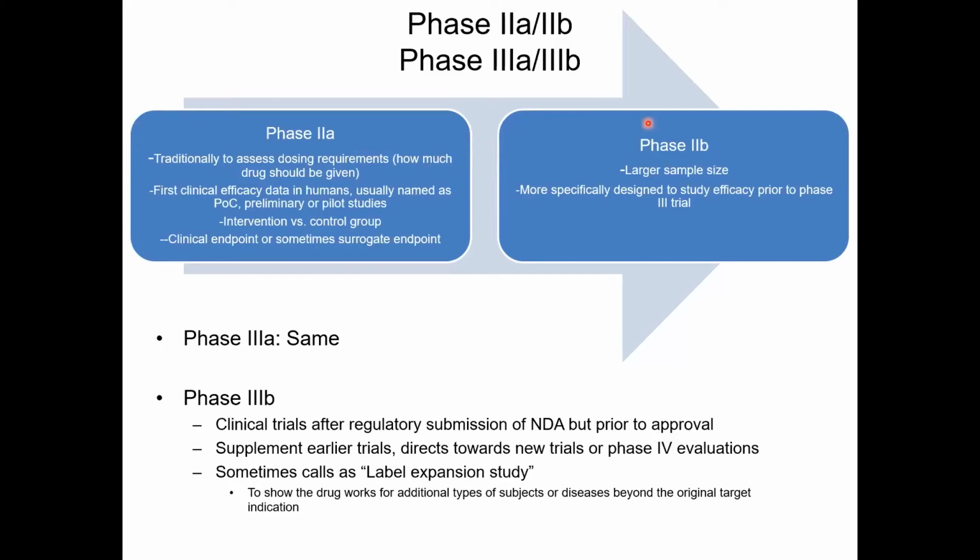Phase 2B is more specifically designed to study efficacy before a phase 3 trial, so usually with a larger sample size than a phase 2A trial. Phase 3 can be further divided into phase 3B, and this means clinical trials after regulatory submission of the new drug application, but before approval.